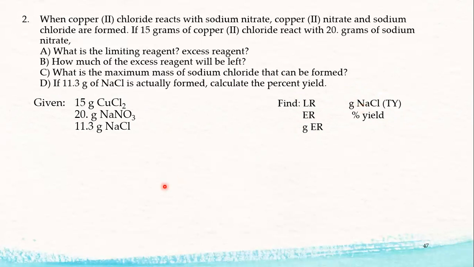So for the first part, we need to first write the balanced equation. And to do so, we need to write, of course, the correct formula for the reactants and the product. Okay, so let's do this step by step. First we have copper chloride, okay?